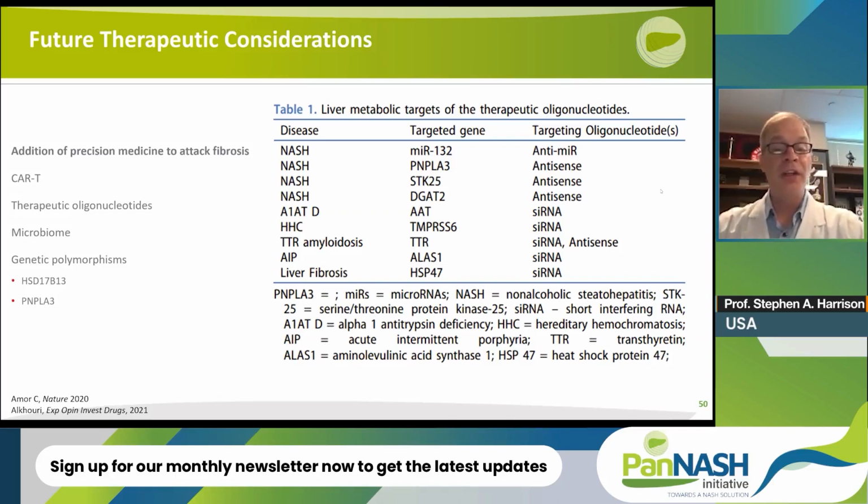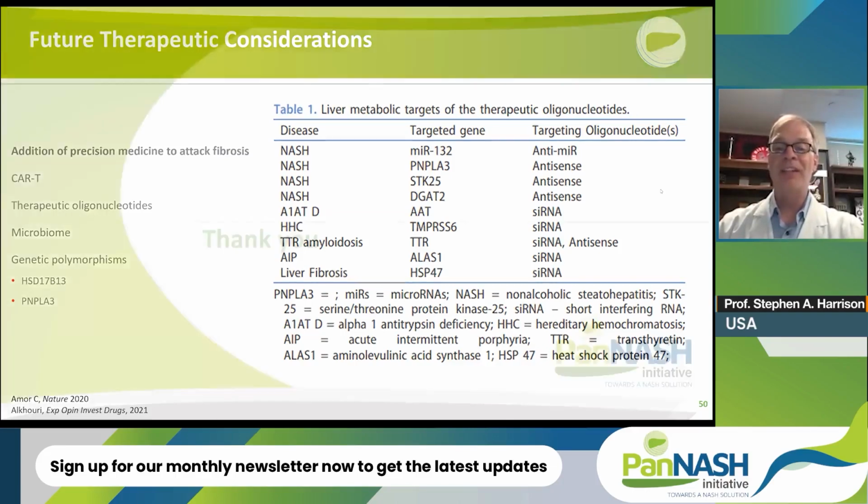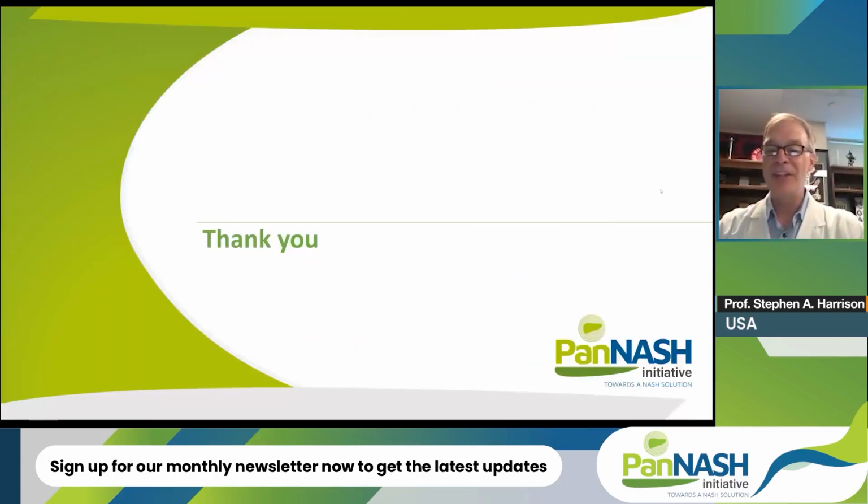We could also target the microbiome as we begin to learn more and more about the microbiome and its influences in the setting of NASH. Genetic polymorphisms can also be evaluated and targeted, specifically those in development now, HSD17B13 loss-of-function mutation, and then PNPLA3. With that, I would like to conclude my presentation and thank you for your attention.